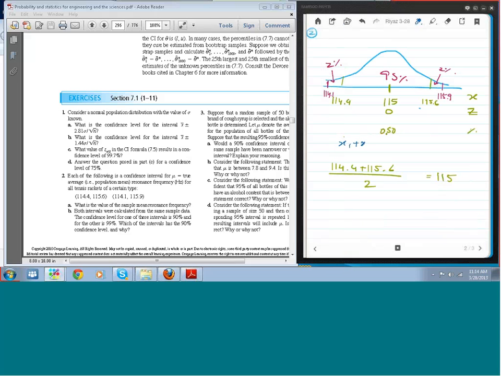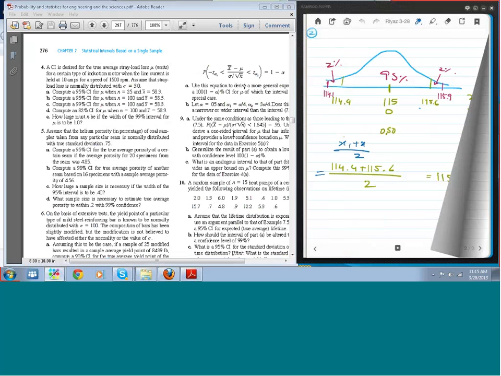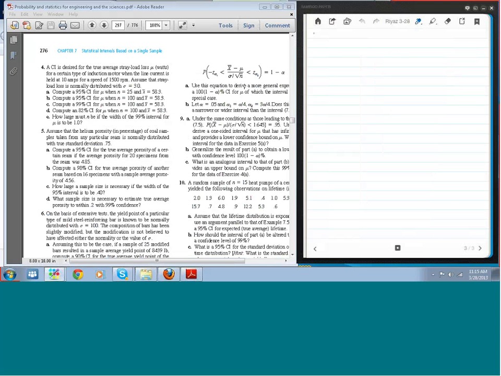X1 plus x2 divided by 2. That's it, right? Common average. So you haven't even started using the normal distribution formula yet. You're still just averaging it. So far we don't even need to use a formula for this question. We're going to need it soon. For this one, number 4, we will need the formula.